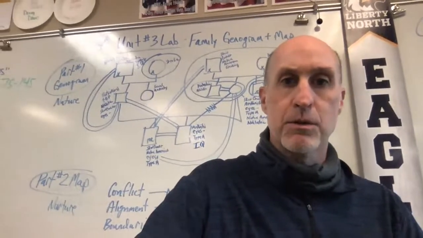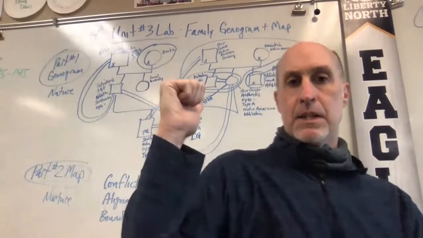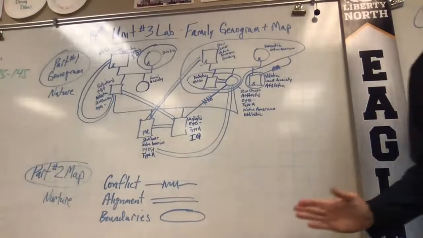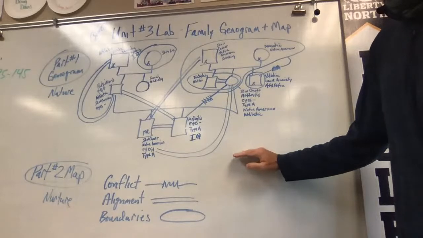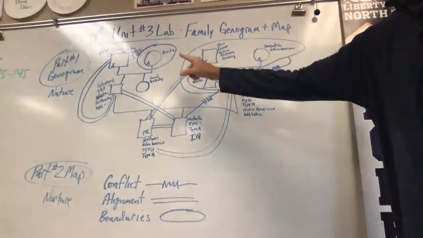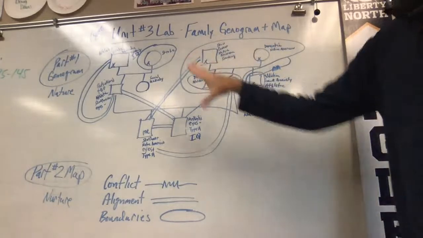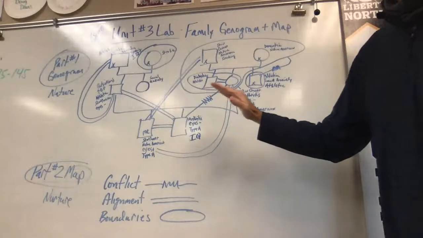We're going to take notes over learning targets from Unit 3, number 7 and 8. And then also here at the beginning, just in case you were gone or absent, I'm going to go over how to do part 2 of your Unit 3, number 1 lab, which is the family genogram and map. Part 1, which we've already done, is the nature part of your family.